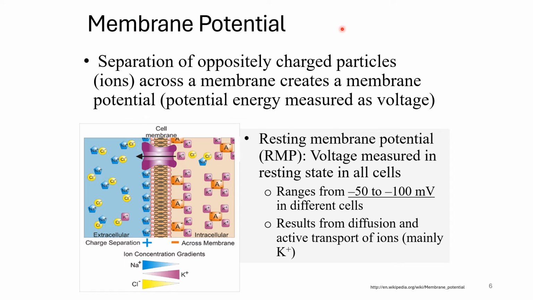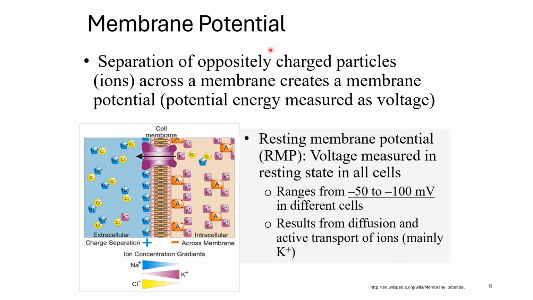Now that we know that ions cannot just cross the plasma membrane by themselves, and we know that there are different types of channels, leak channels and gated channels, sometimes we have passive diffusion, sometimes we have active diffusion. Now we can begin to understand why we can get a membrane potential.